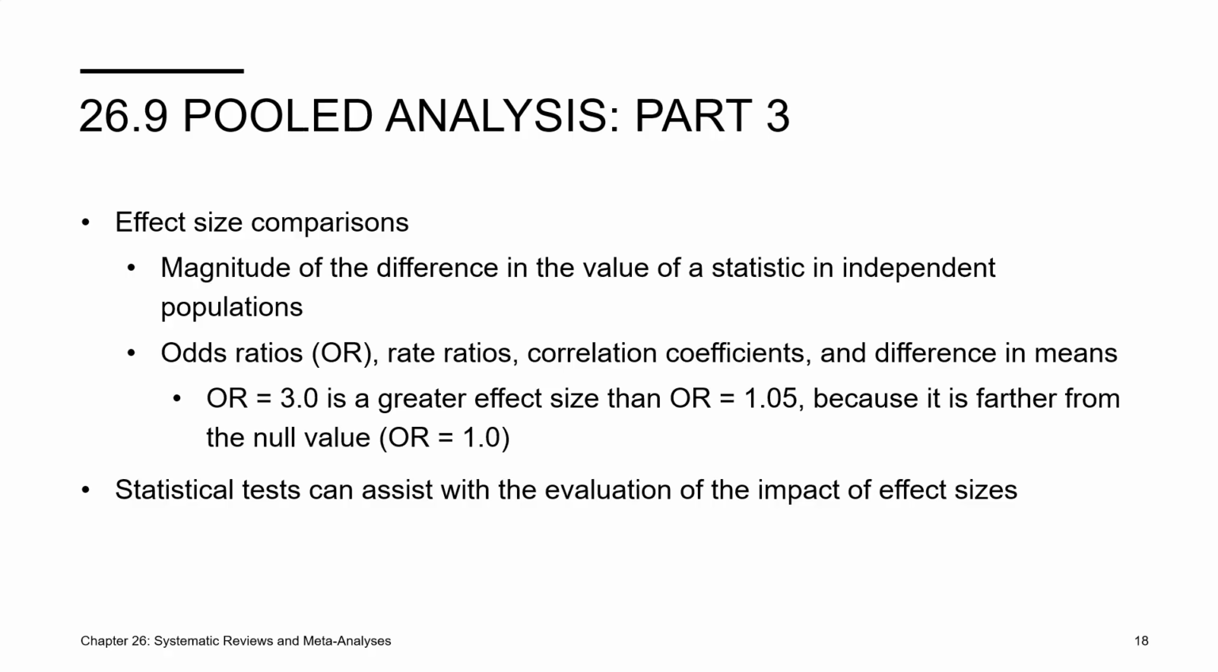A systematic review and meta-analysis may also include effect size comparisons, and this is the magnitude of the difference in the value of a statistic in independent populations. So an example here is that you could include odds ratios, as well as rate ratios, correlation coefficients, or differences in means. So if we had an odds ratio of 3.0, and it's greater than the effect size of an odds ratio of 1.05, then this is considered much further away from the null value, which is an odds ratio of 1.0. And this can be used and reported within the study.